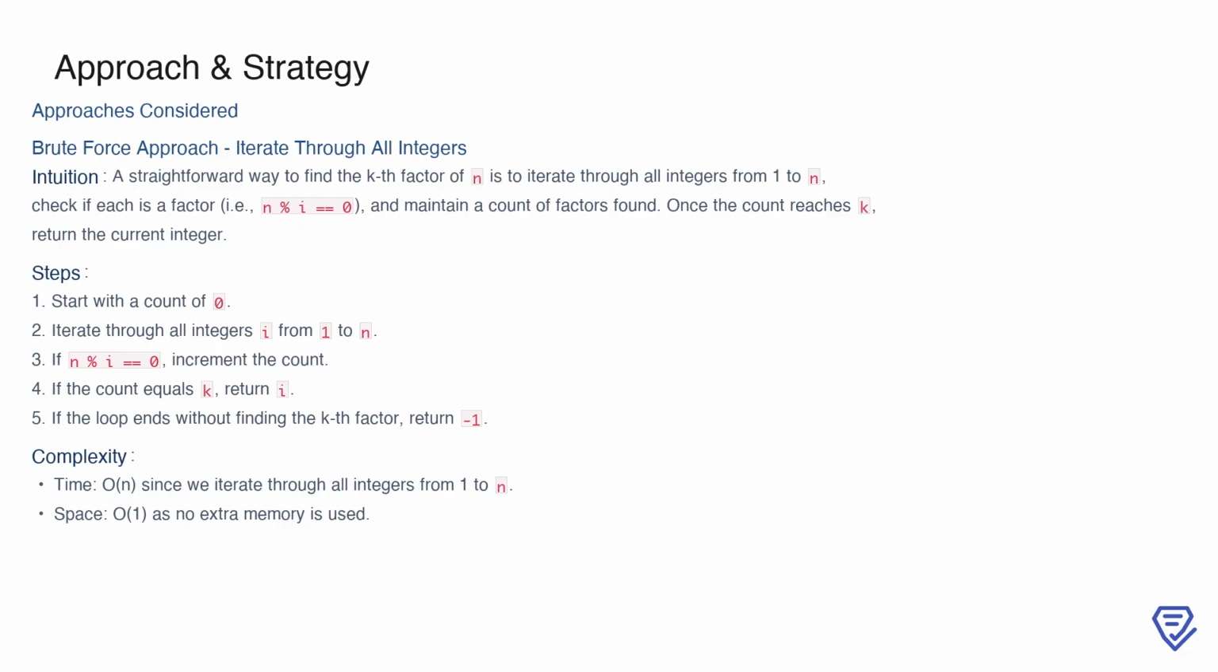To break this down into steps, first, start with a count of 0. Then, iterate through all integers i from 1 to n. For each i, if n modulo i equals 0, increment the count. If the count reaches k, return i as the kth factor. However, if the loop ends and we haven't found that many factors, we simply return -1.